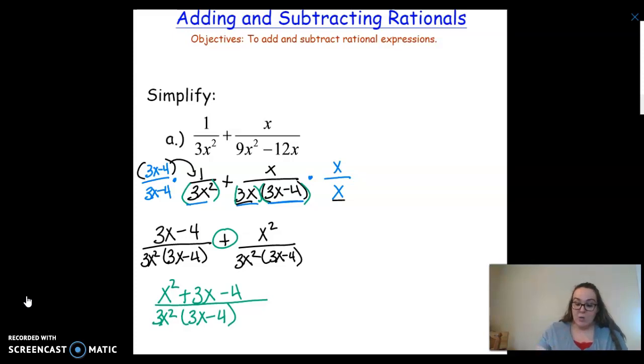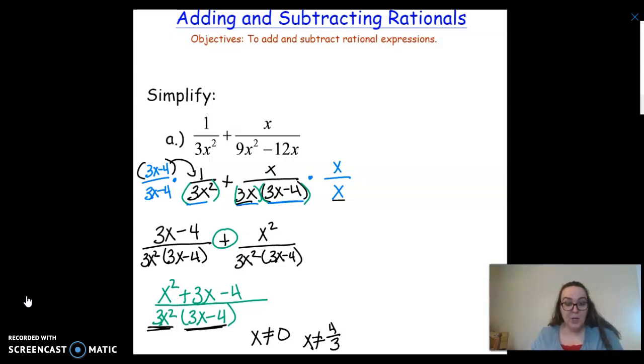I'm going to stop right here. What can x not be? Okay, well, with this 3x squared right here, x cannot equal 0. With this 3x minus 4, if I set that equal to 0, x will not be able to equal 4/3. Okay, when you solve that for x.